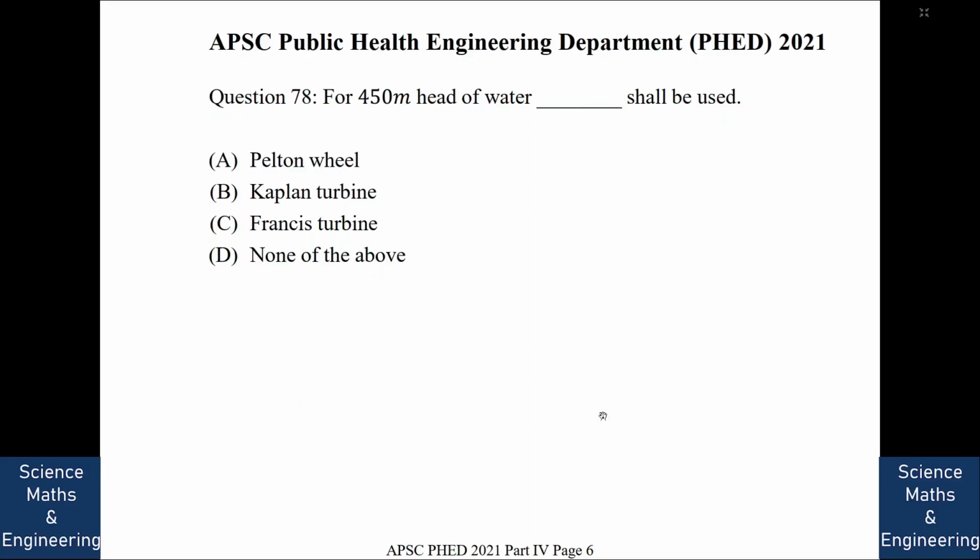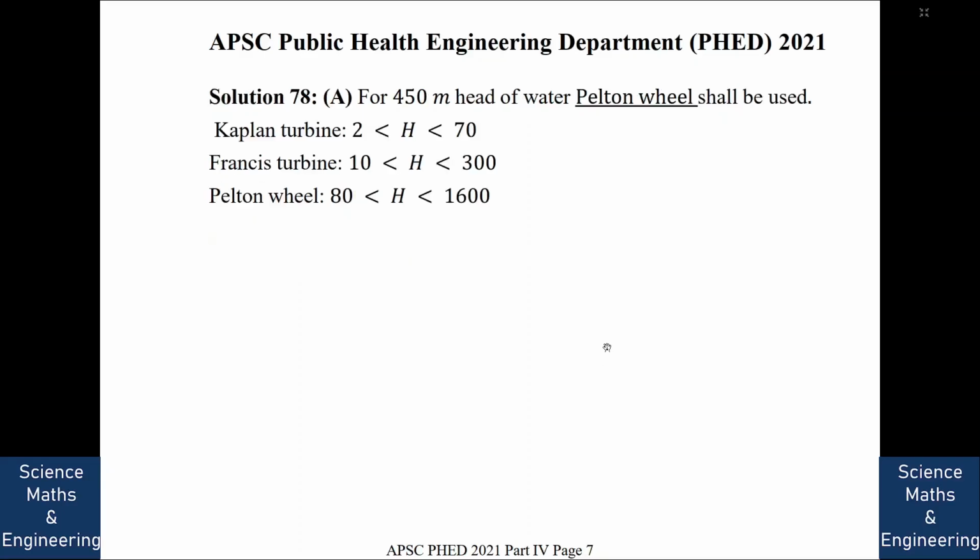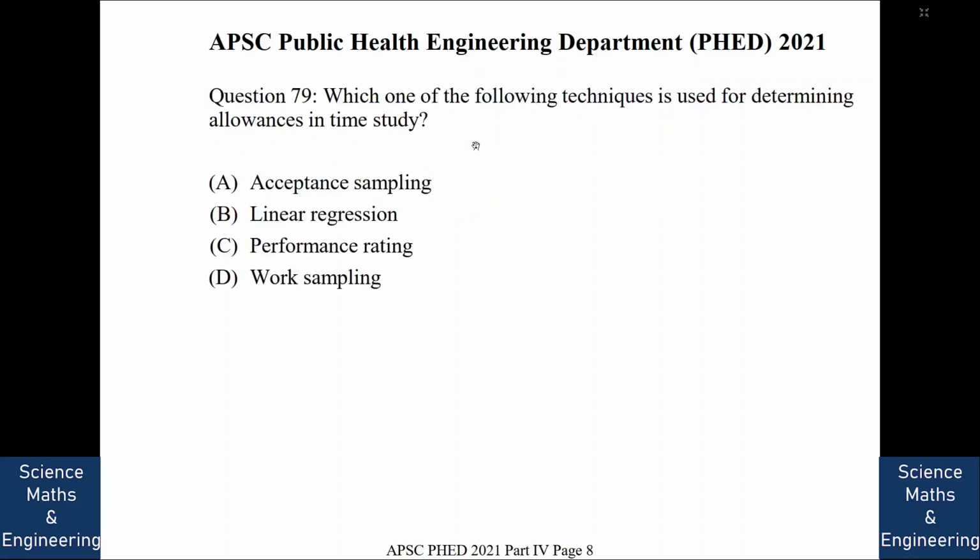For 450 meter head of water, dash shall be used. So the answer is a Pelton wheel should be used. So Pelton wheel has a range of 80 meter to 1600 meter, and for Francis turbine it is 10 meter to 300 meter, and for Kaplan turbine it is 2 meter to 270 meter. Okay, so we'll go to the next question.